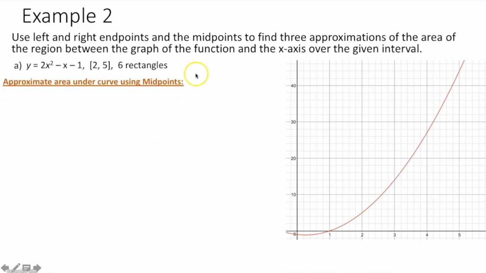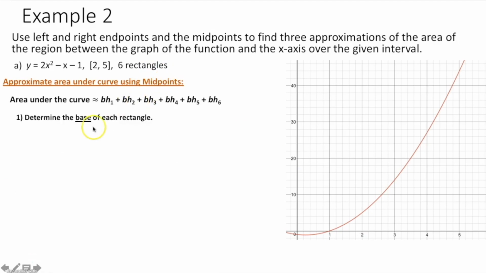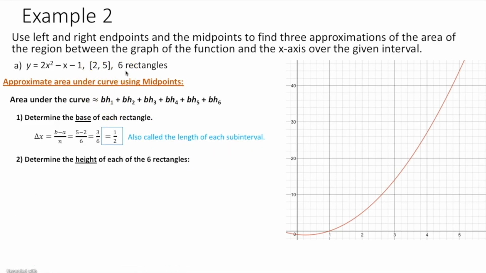Now, I am going to do a midpoint approximation. So, again, 6 rectangles. Determine the base for each rectangle. It's the same. Delta x is equal to b minus a over n. Because those are all the same, it's still going to have a base of 1/2. The height is the only thing that's going to be different for each of these rectangles. My first subinterval from 2 to 2.5, I have to plug in the midpoint, which is 2 1/4, or 2.25, and I end up getting this approximate height for that rectangle.